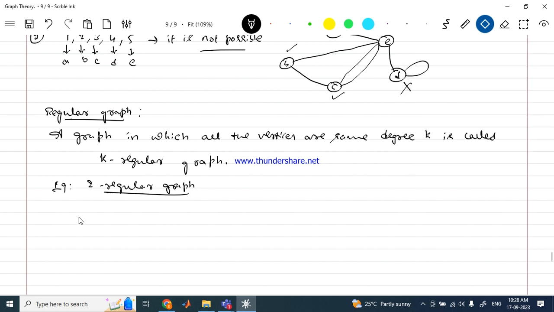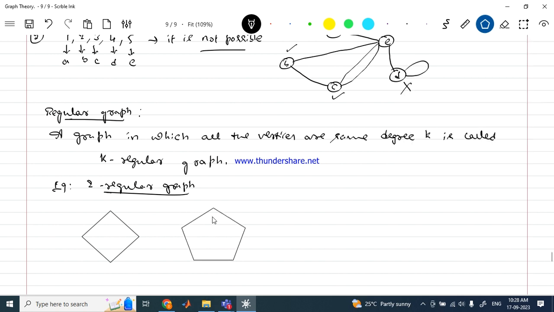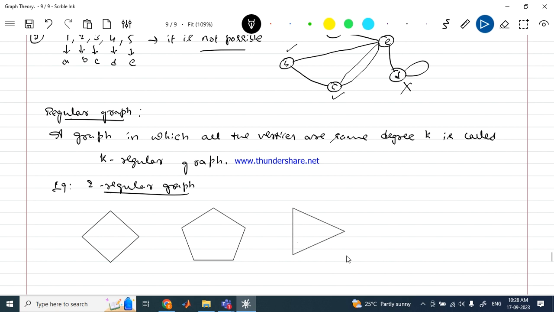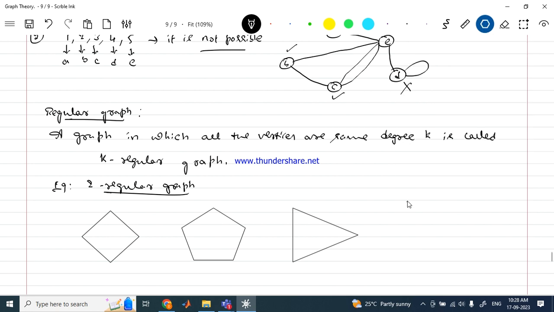Okay, now look at this one. Degree is 2, 2, 2, 2. You can have this. Degree is 2, 2, 2, 2, 2. So you can have them in different shapes. Degrees 2, 2, 2. When I say 2 regular graph, it is not something which is unique. You should keep that in mind. You can have that in different shapes.